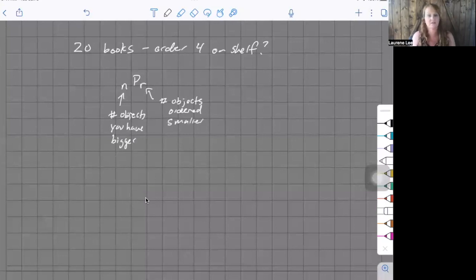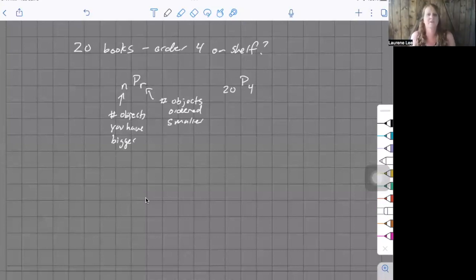So in this case, 20 books is my total, basically on the left. How many books do I have that I'm looking at? And then how many of them are going to be on the shelf is your r value. So what we'd say in this scenario is I have 20P4. Now those 20 and that 4 are kind of subscripts on the left and the right. They're not next to it. They're not multiplied. It's just a notation.